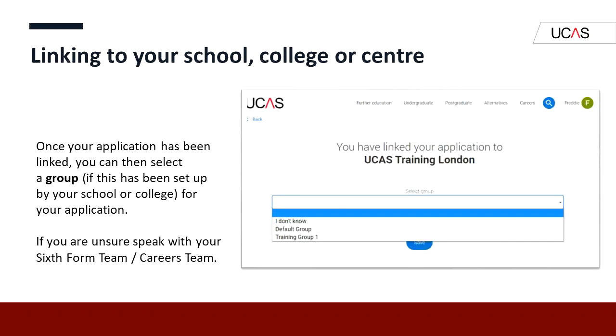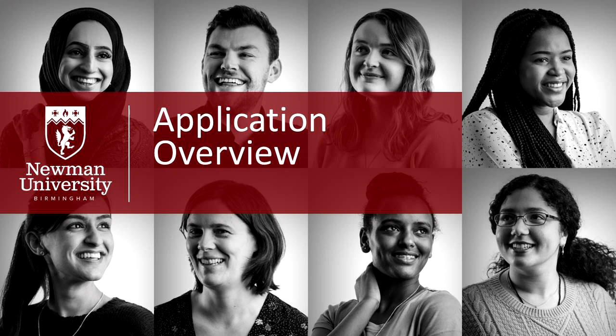Once the application has been linked to your centre, it will ask you to select a group. Now, I know in many schools and colleges, they will kind of direct you to what group you need to go to. It may be a form group, it may be a subject area. If you're unsure, I would just suggest speak to the people who are in charge of UCAS within your institution.